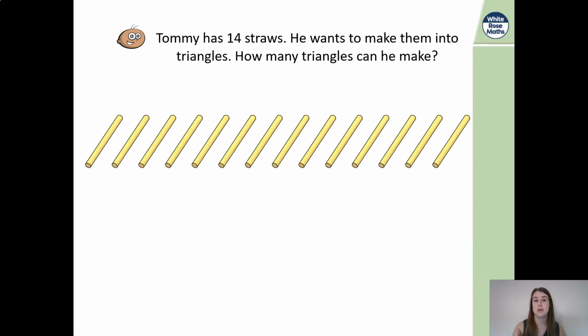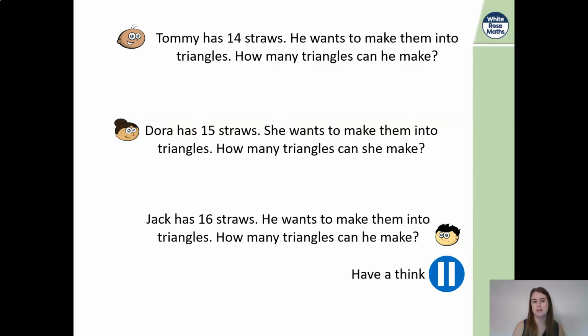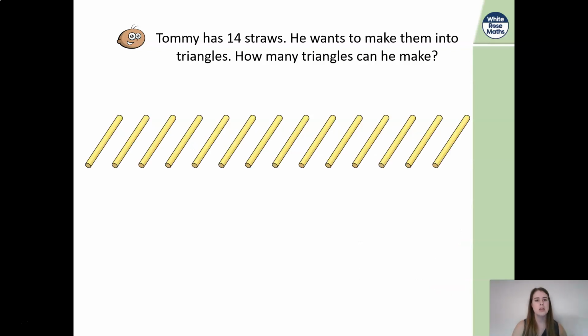Okay, well, let's start with Tommy then. Okay, so we know that Tommy's got 14. Dora then has an extra one for 15, and then Jack has an additional one for 16. So Tommy has 14 straws. He wants to make them into triangles. We know there's 3 sides to a triangle, so we need 3 groups for each of our triangles.